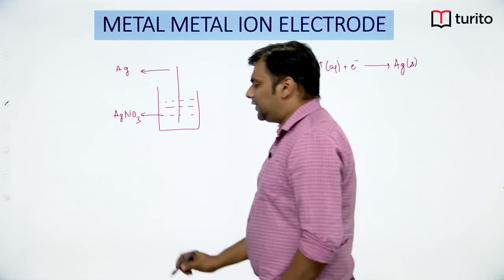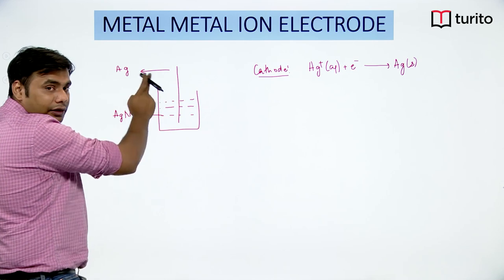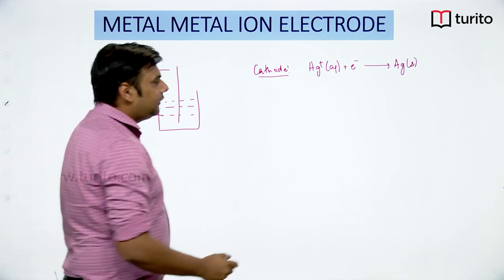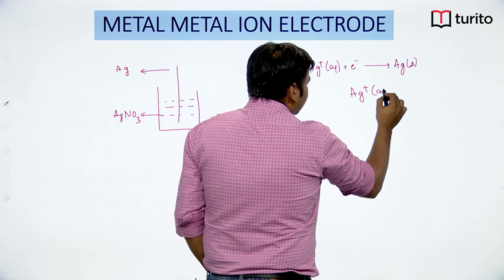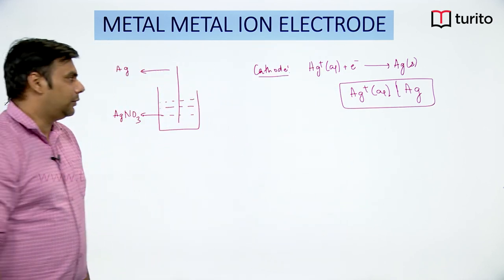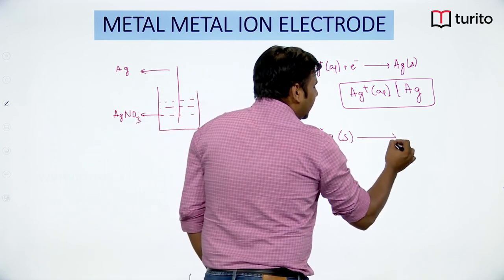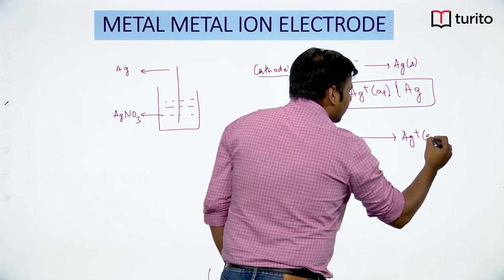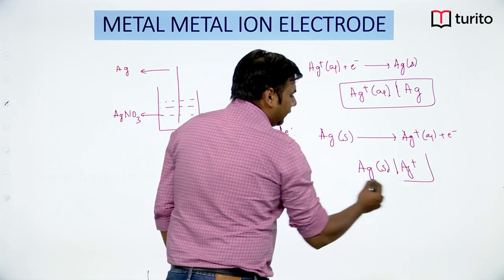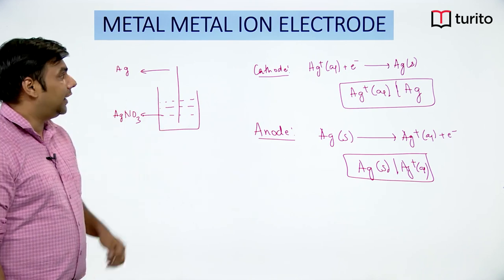Okay, so because it is acting as a cathode, it has to be present on the right hand side. So we will enter this chamber through the salt bridge. When we enter through the salt bridge, we will encounter the silver ion first. So we will write silver ion and then we will get hold of the silver rod. So this is how we represent this cell when it is acting as a cathode. Similarly, if it is acting as an anode, silver will get oxidized into silver plus ion, and it will go into the solution. We can write this as silver changing into Ag plus, and because their phases are different, they are separated by a single bar. Okay, so this is how you write the metal ion electrode.